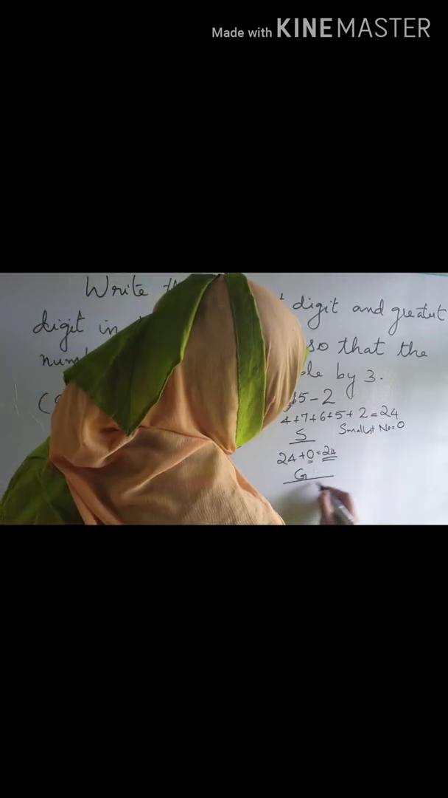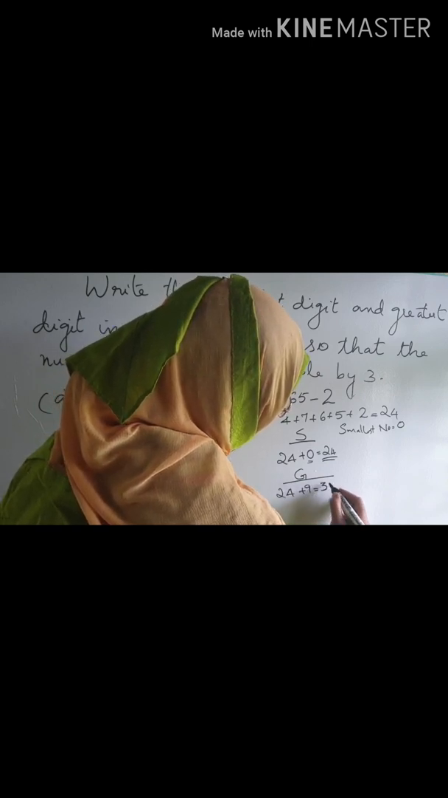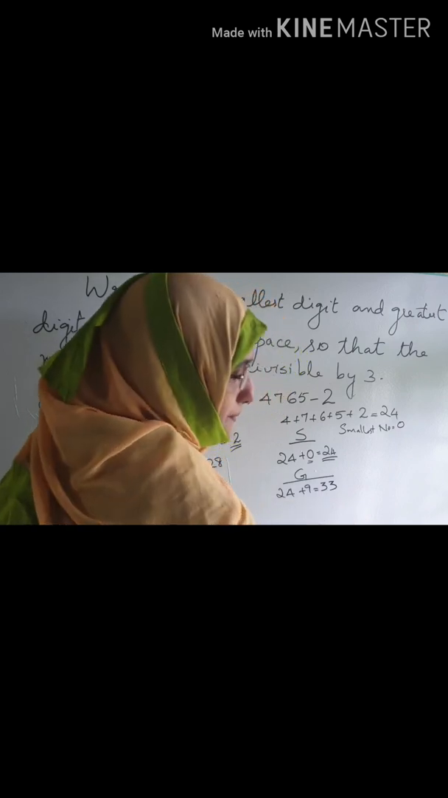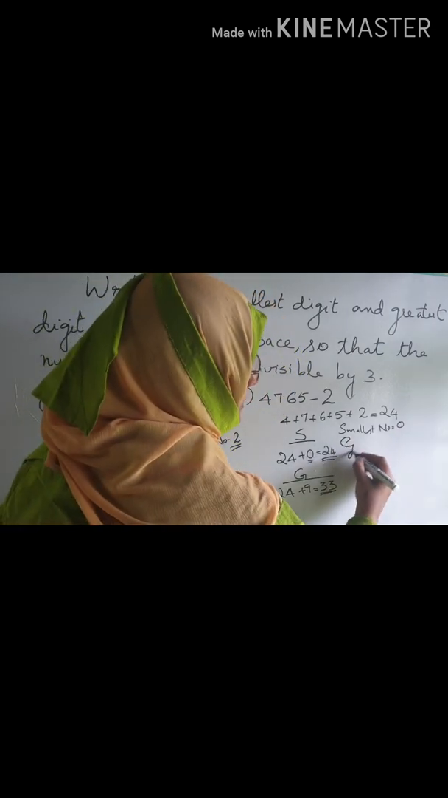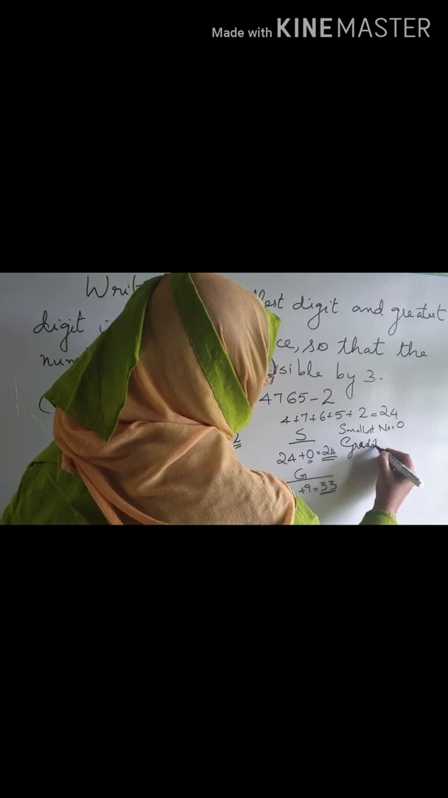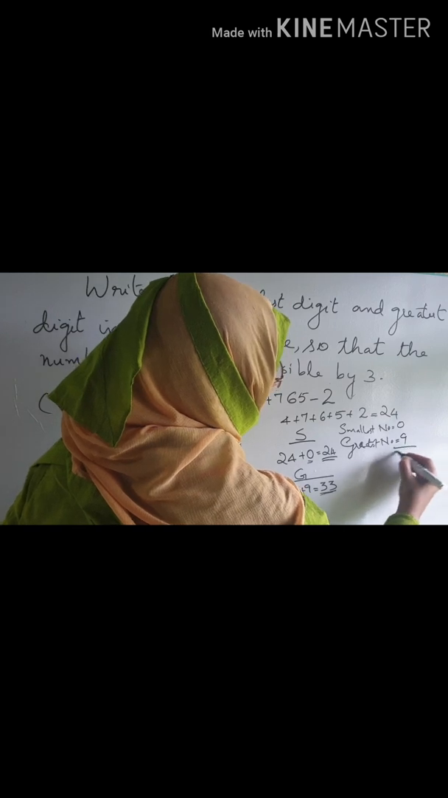Now you want to find the greatest digit. For finding the greatest digit, first add 24 plus 9. What is 24 plus 9? 33. 33 is also a multiple of 3. So the greatest number is 9. Okay.